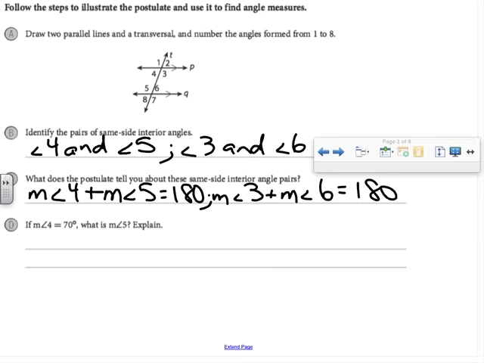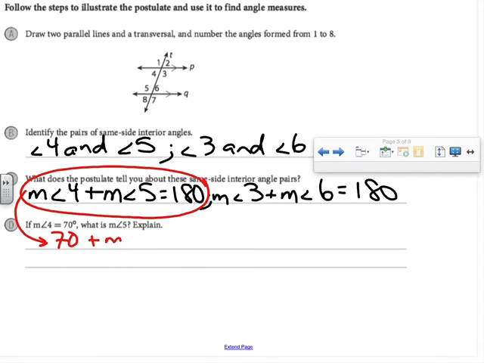So in part D, if the measure of angle 4 is 70, then what would be the measure of angle 5? Well, I could take this equation and substitute in the 70 for angle 4. So that means that the measure of angle 5 would equal 180 minus 70, which is 110.